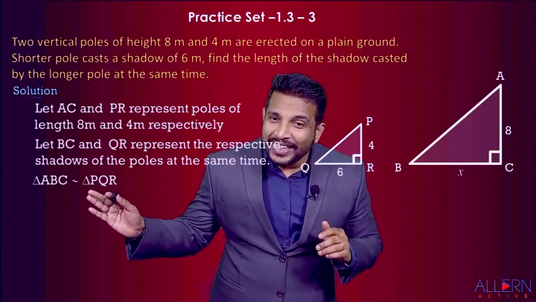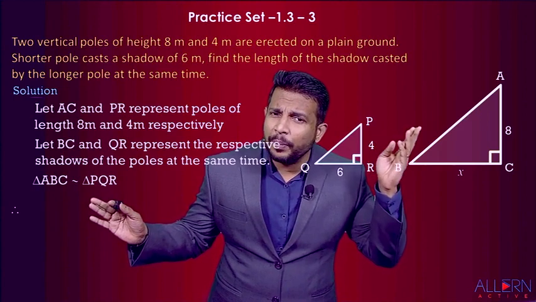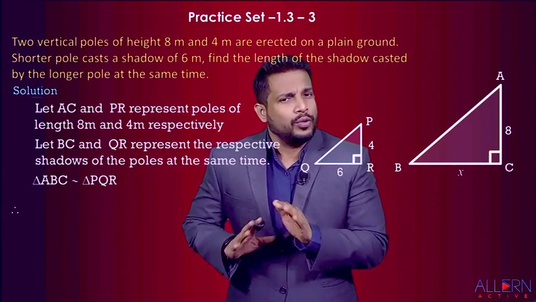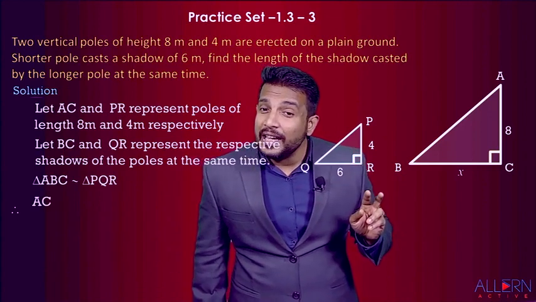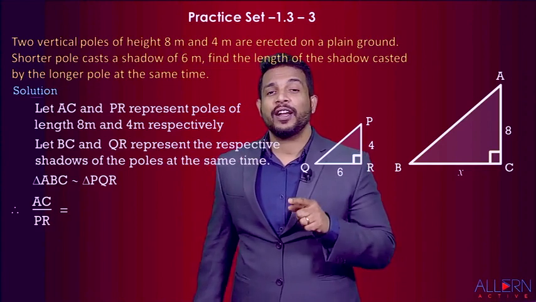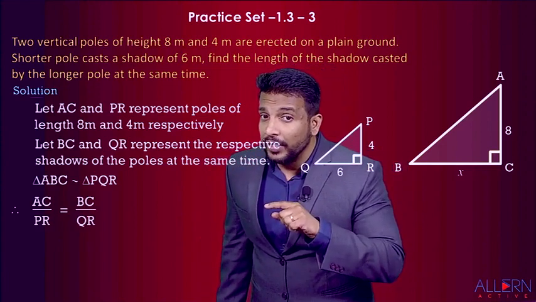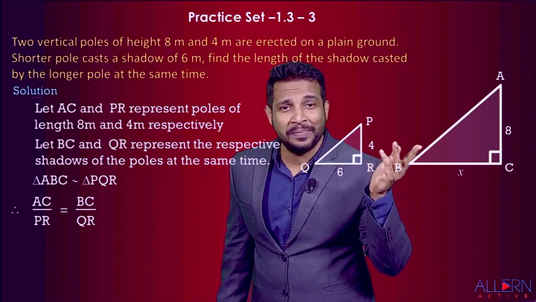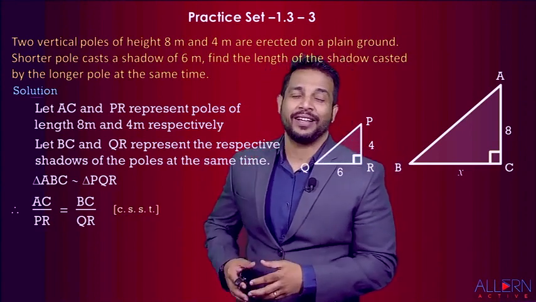Beautiful. So now AB, do we require AB? No, because there is no mention about AB and PQ. So we don't require that. Don't take that. Take the other two ratios. So we are taking BC upon QR is equal to AC upon PR. So we write AC upon PR is equal to BC upon QR. You remember why we did this? We didn't want PQ and we didn't want AB. And we know the reason for this is CSST, corresponding sides of similar triangles.